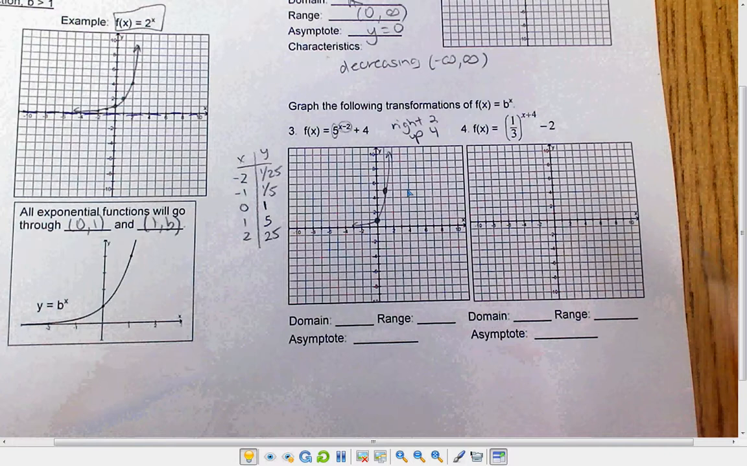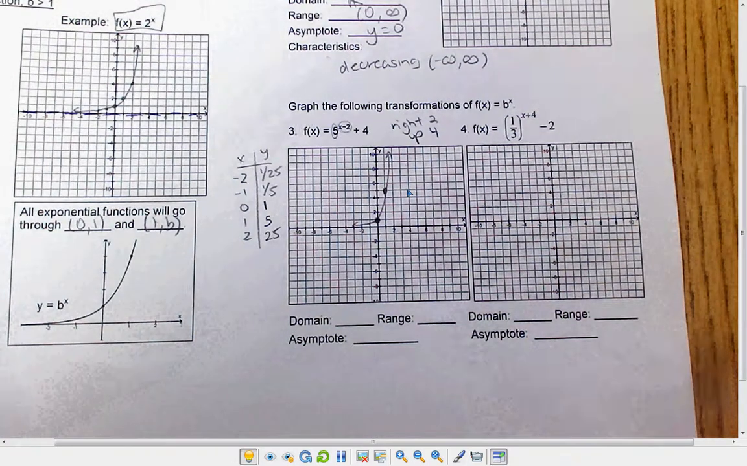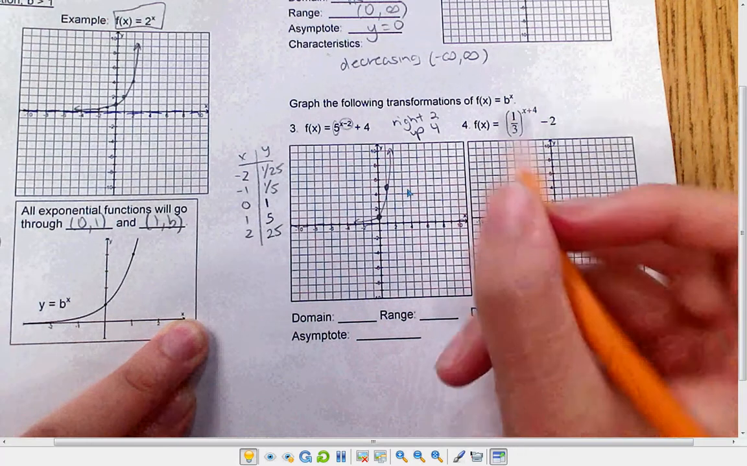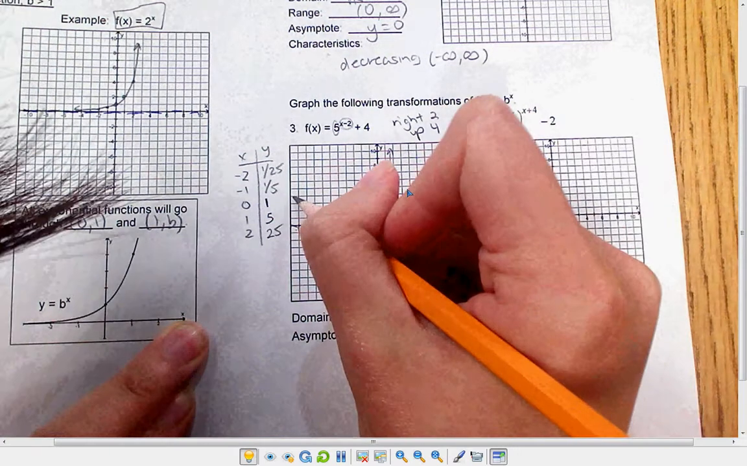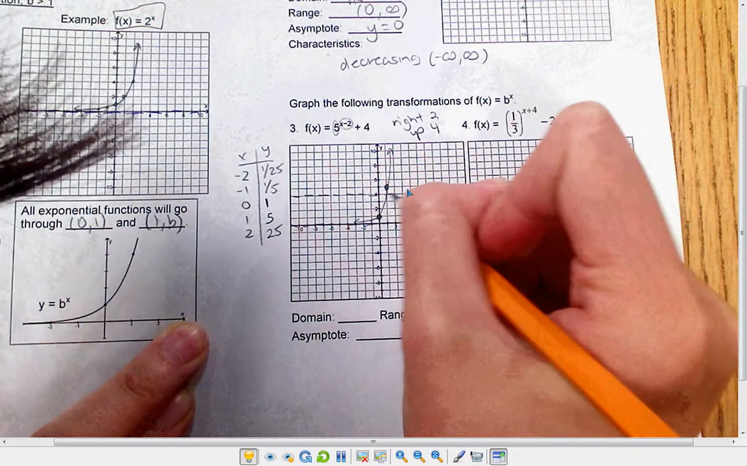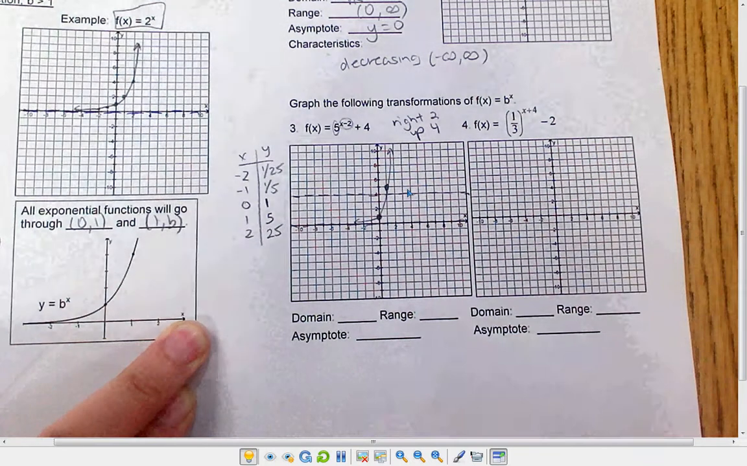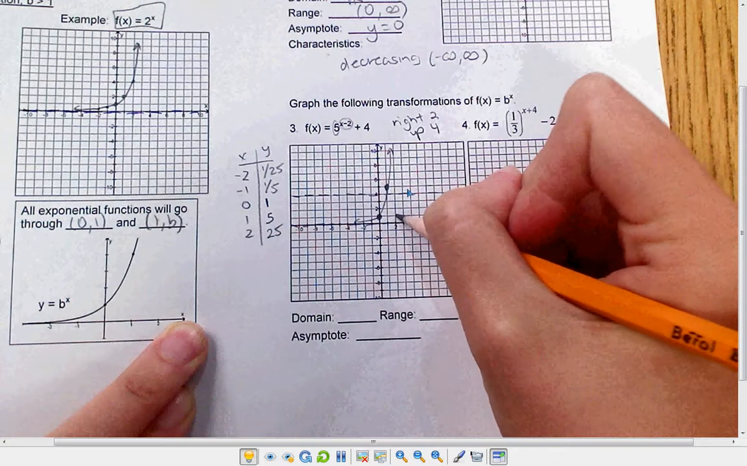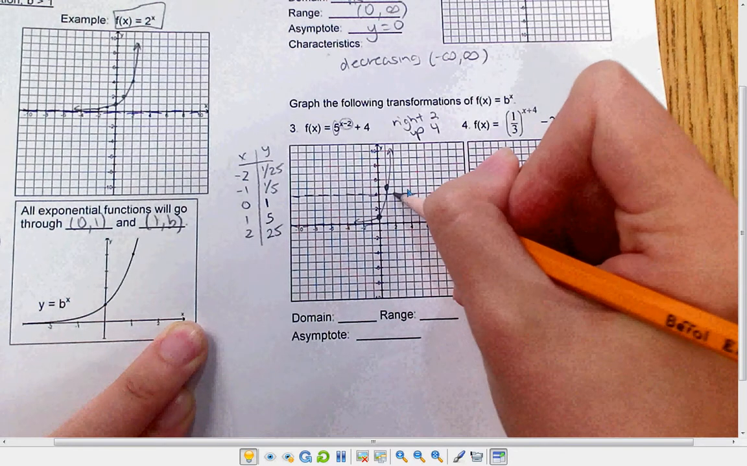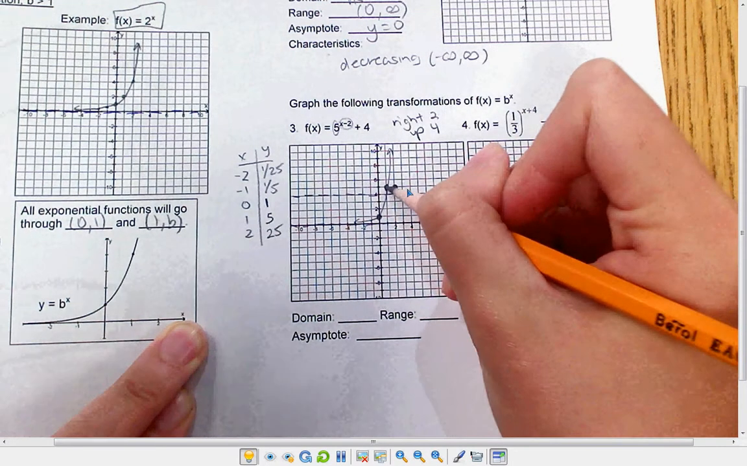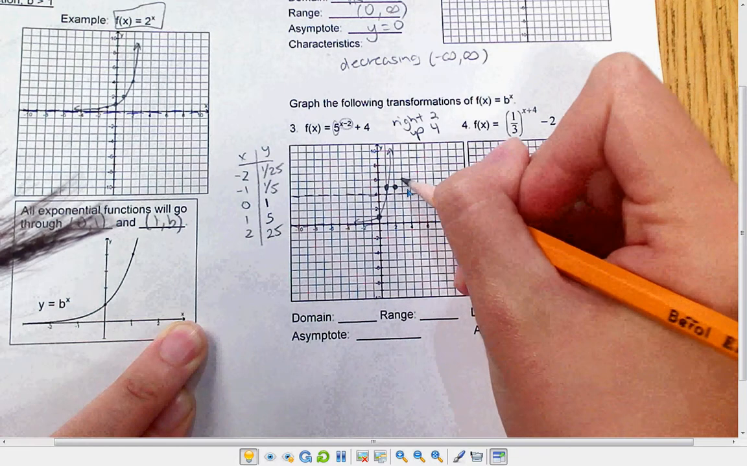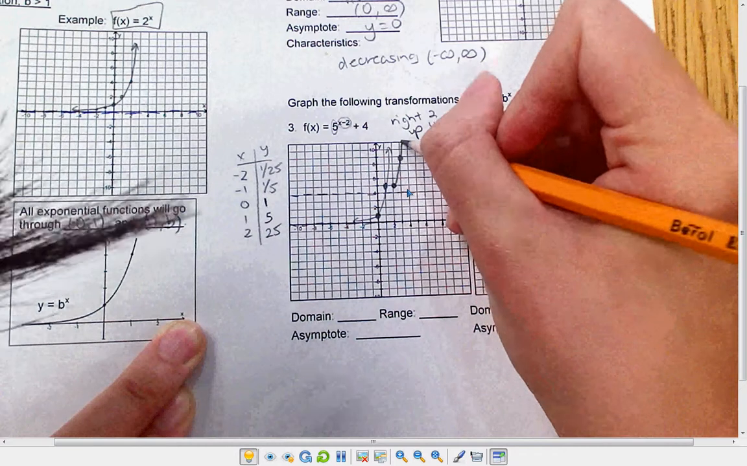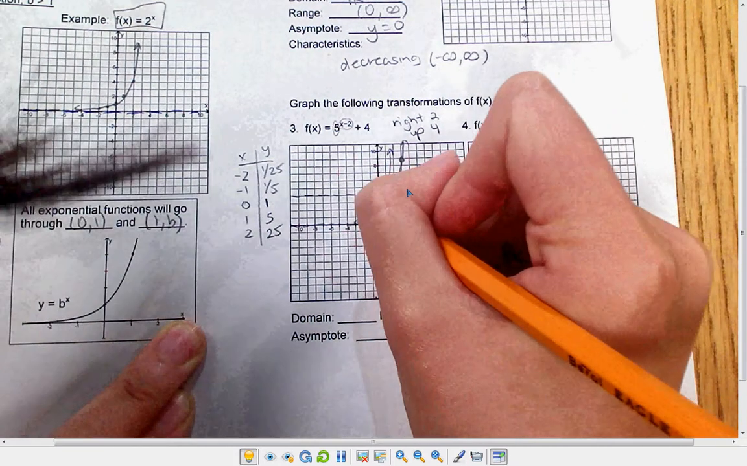So I'm going to start off with my asymptote. I know my asymptote before was at y equals 0. If I move it up 4, now I have an asymptote at y equals 4. And if I move this point right 2, 1, 2, up 4, 1, 2, 3, 4, here's my new point. This one goes right 2, up 4, 1, 2, 3, 4. Here's my new point. I'm going to connect them and then approach my asymptote.